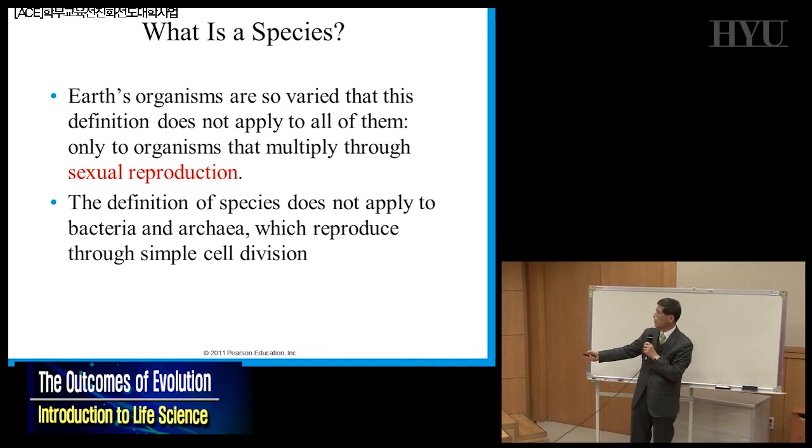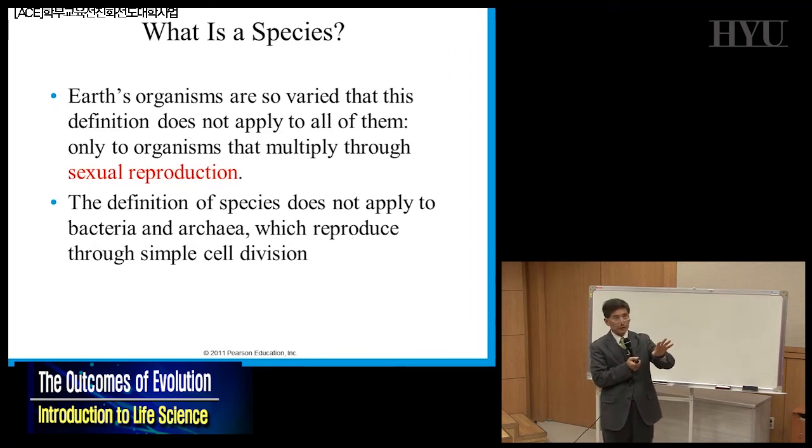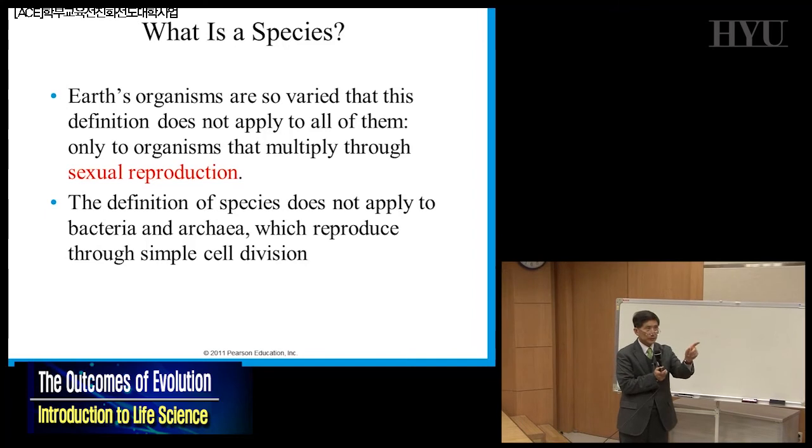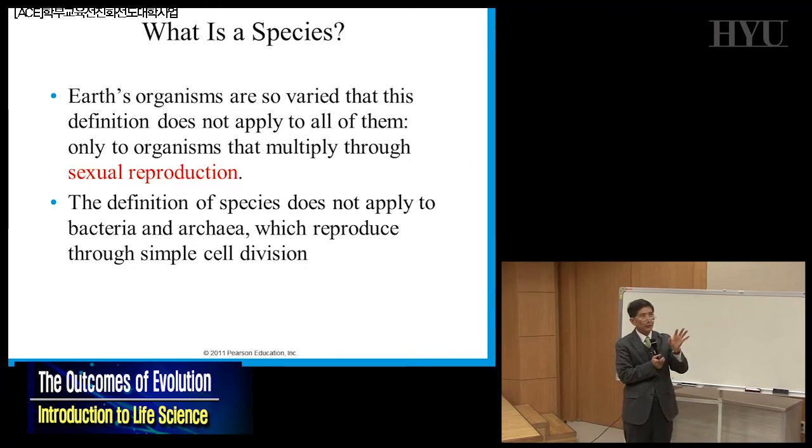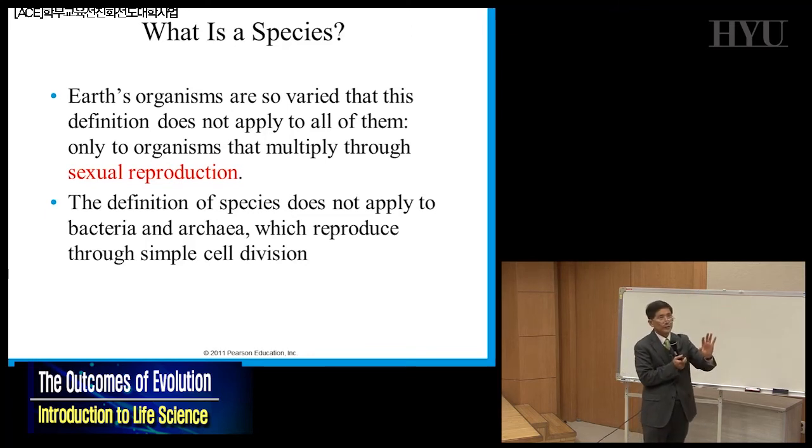Earth's organisms are so varied that this definition does not apply to all of them. Only organisms that multiply through sexual reproduction, so male and female. For example, bacteria or archaea, they just split. So you cannot define species by whether they can interbreed or not. It's very difficult in bacteria or archaea to define this is one species, this is a different species.